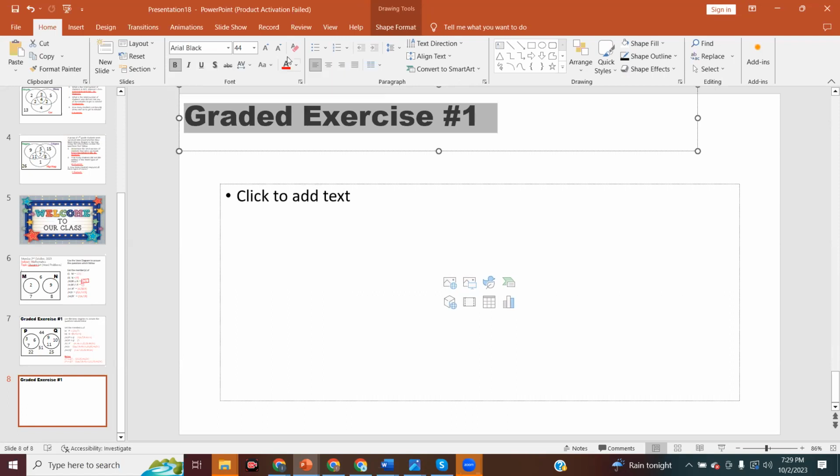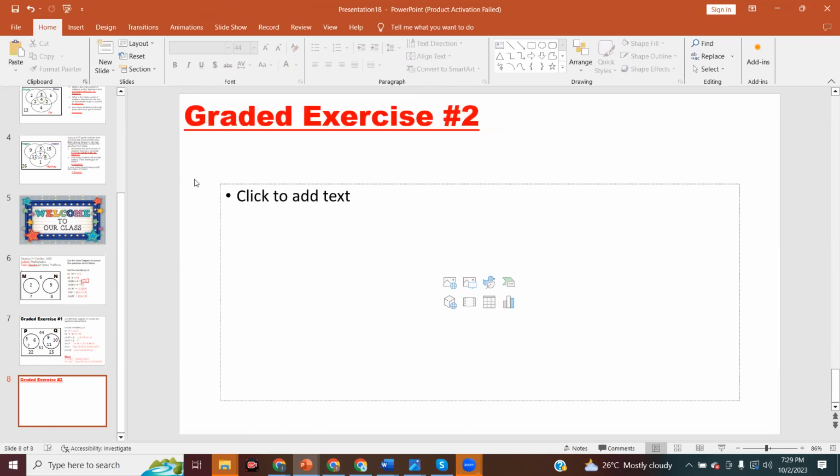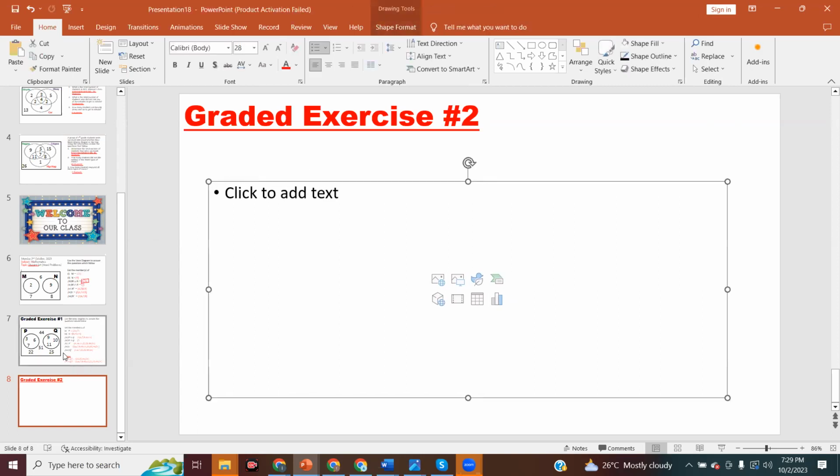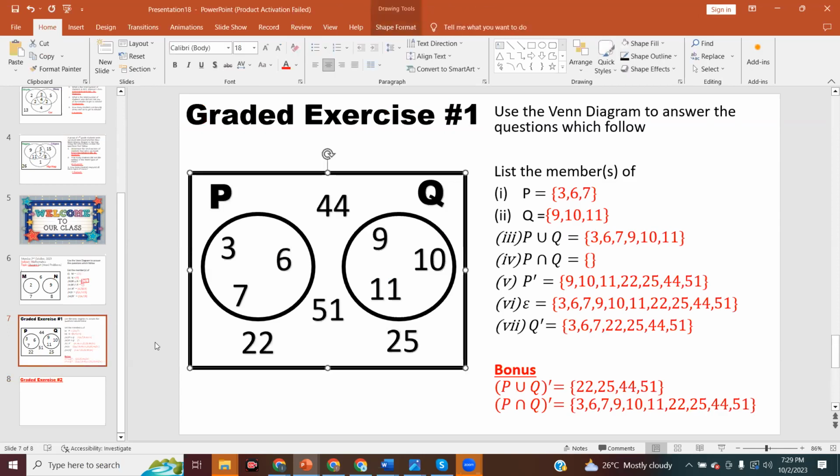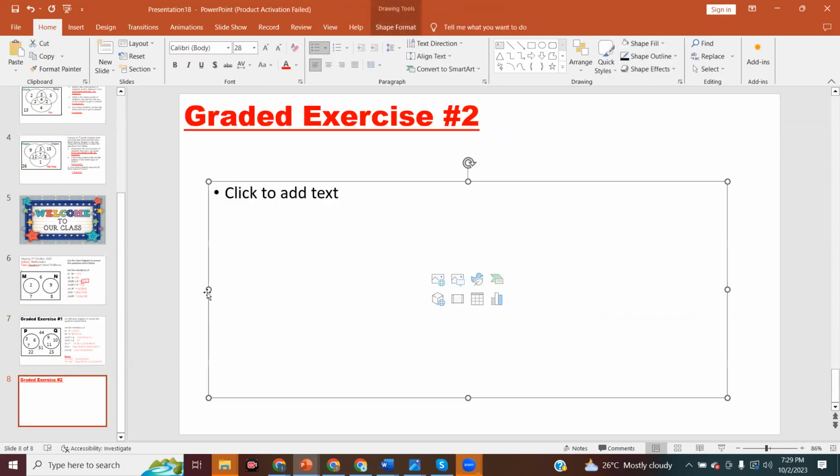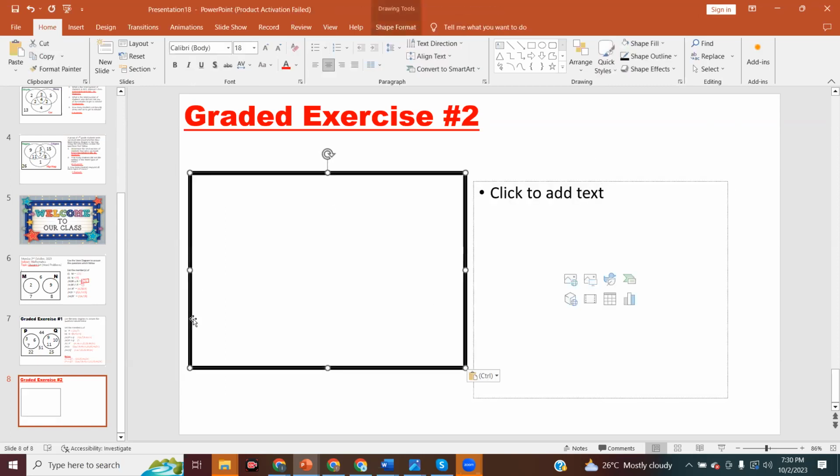It's graded exercise too, Mr. P. Yes, it is graded exercise number 2. Okay, so we already know how to do it with disjoint sets. So let's say we have a question, right? And for this question, this will be interesting. So let's construct another Venn diagram. All right.